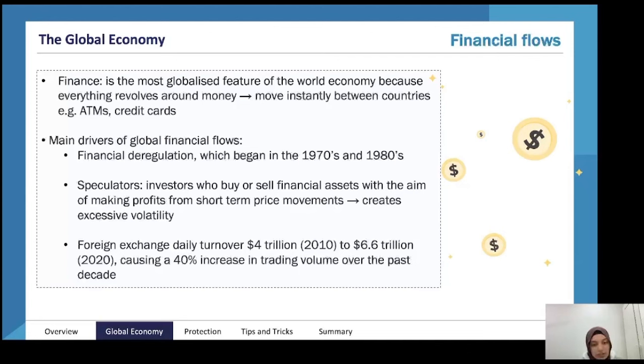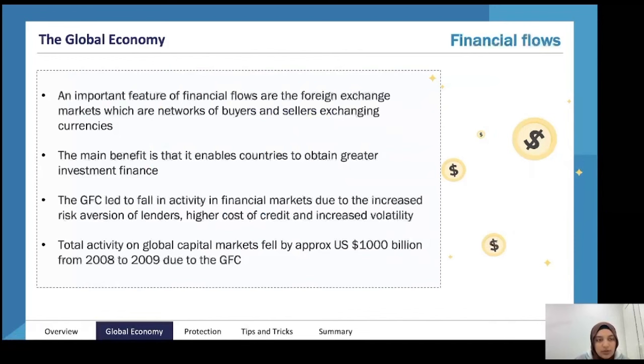Foreign exchange daily turnover went from about 4 trillion in 2010 to about 6.6 trillion in 2020. So it's gone up quite a bit in 10 years, a 40% increase in trading volume over the past decade. So an important feature of financial flows is essentially the foreign exchange markets, which are networks of buyers and sellers exchanging currencies. So it's very important to be able to understand the network, right?